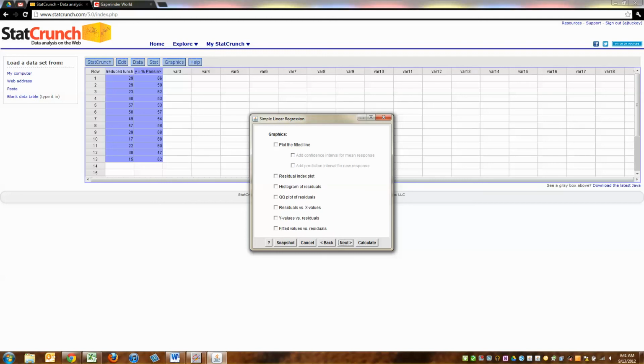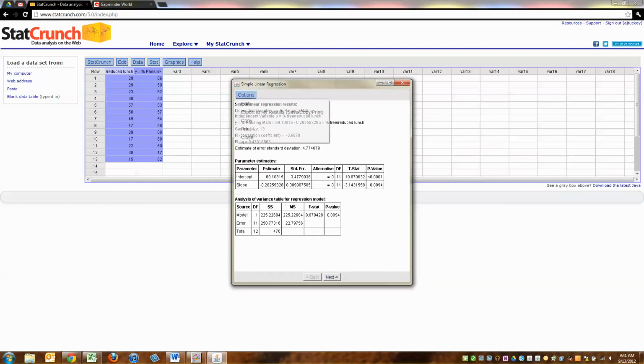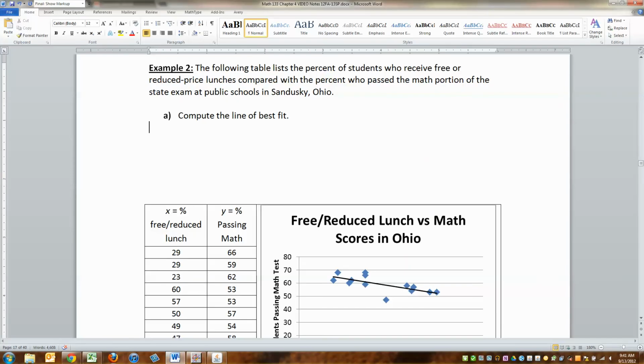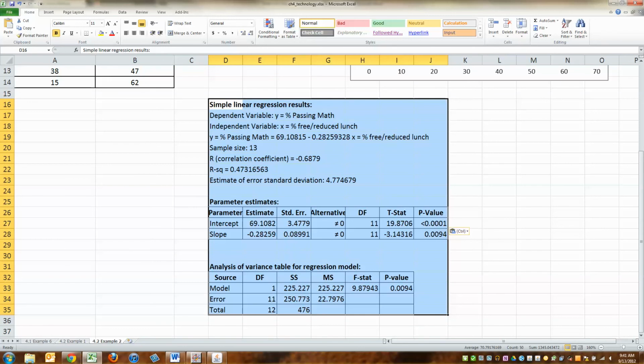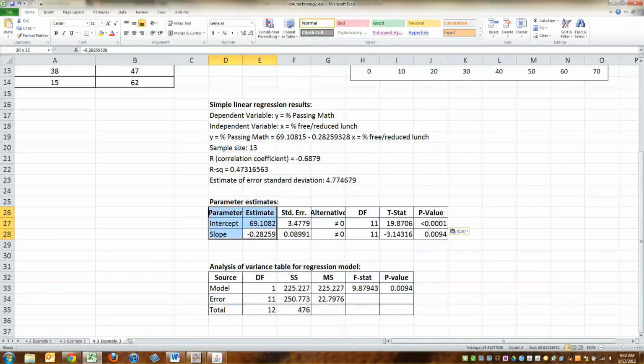Click Next. If you want to plot, you can click Plot the fitted line. Next. Ignore. Calculate. And there you go. Copy. And let me bring it in here. Whoops, not there. And paste. I'll put it wherever I want. And you can see the intercept right there and the model. Boom. You can also see it right here.